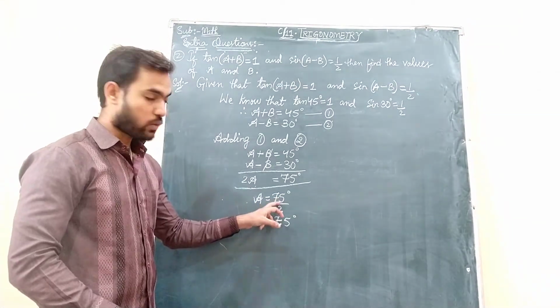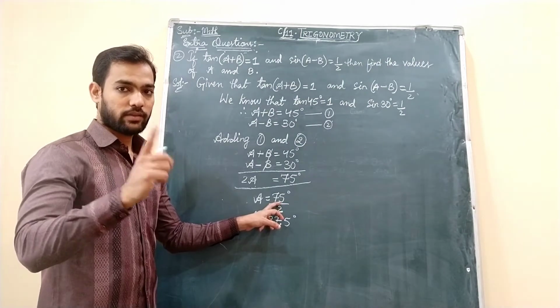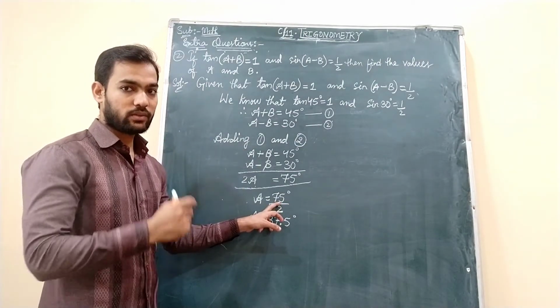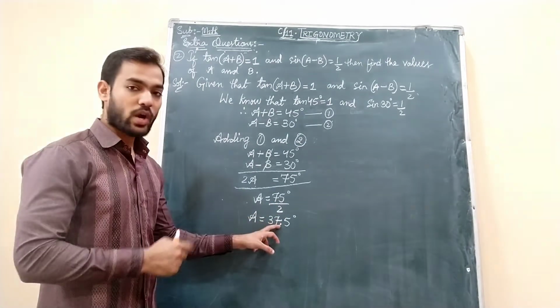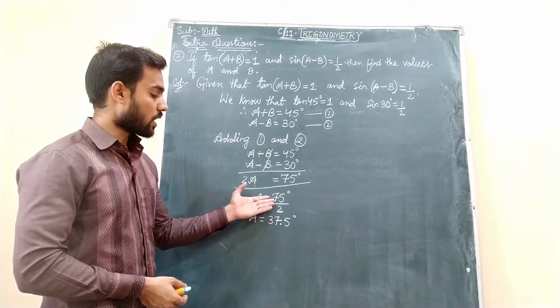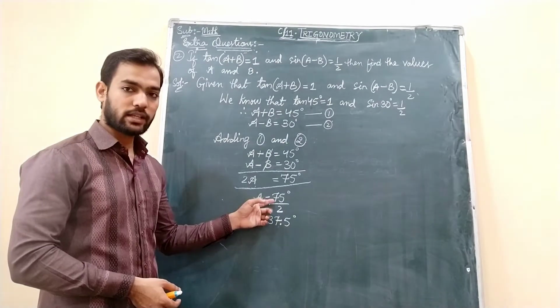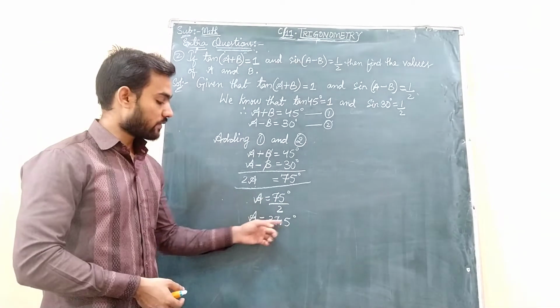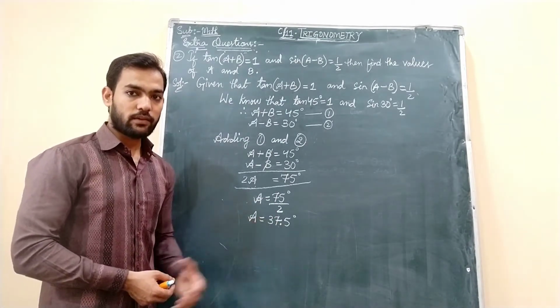2 7s are 14 goes and 1 remains. When you do the division in the rough column, you will get 1 as remainder. So if you take point beside that 1, you will get 0. 2 5s are 10. Otherwise you can think that half of 75, as we are dividing 75 by 2, half of 75 is 37.5 degree. We got the value of a.